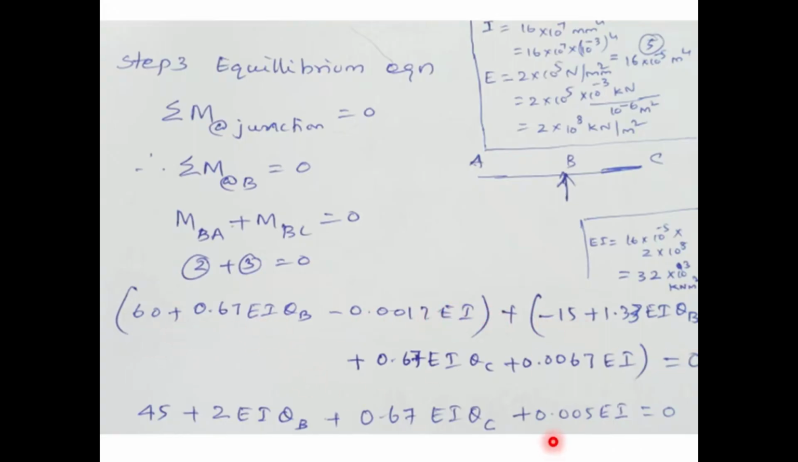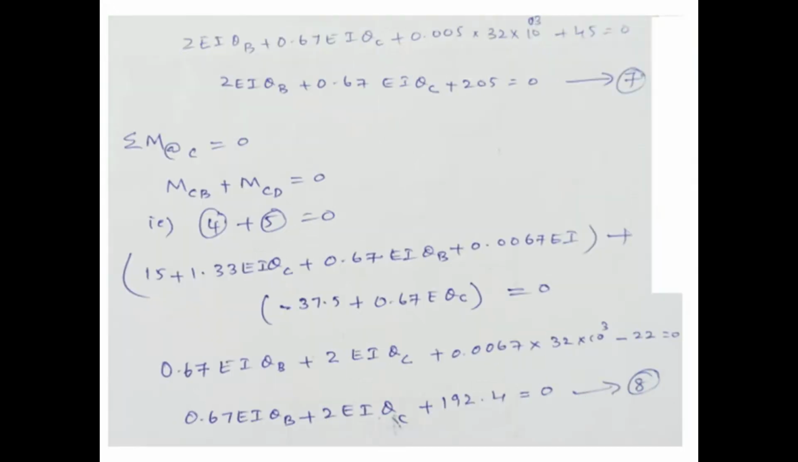Simplify this equation, and you will get the simplified equilibrium equation: 2EI theta B plus 0.67 EI theta C plus 205 is equal to 0. That is equation 7.